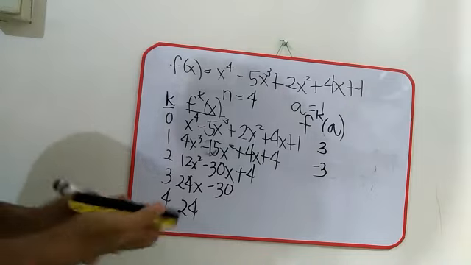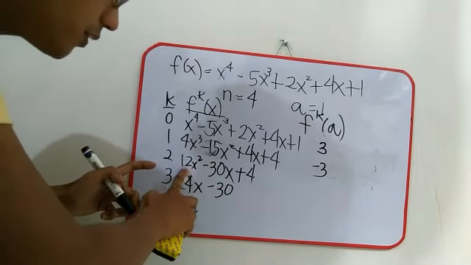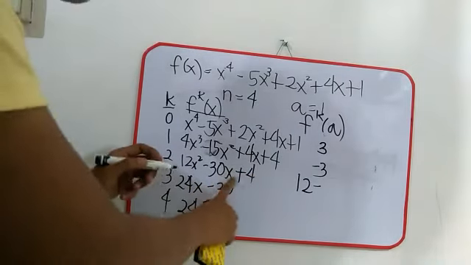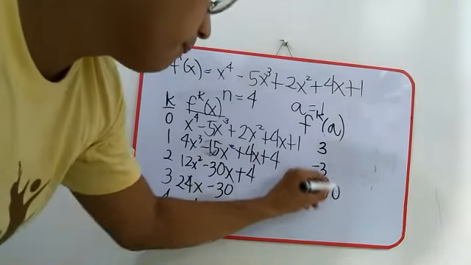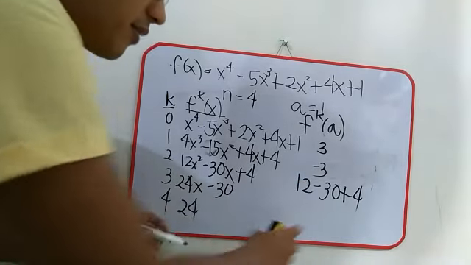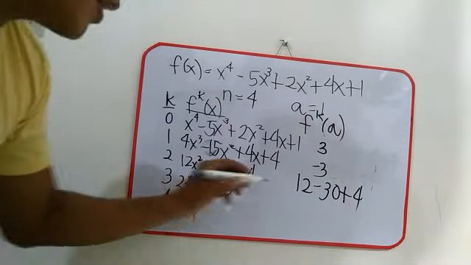Okay, again, we will repeat the same step. This will be 1 squared. 1 squared, 1 times 12 is 12. 12 minus 30 times 1 is 30. Then plus 4. 12 minus 30 is negative 18.